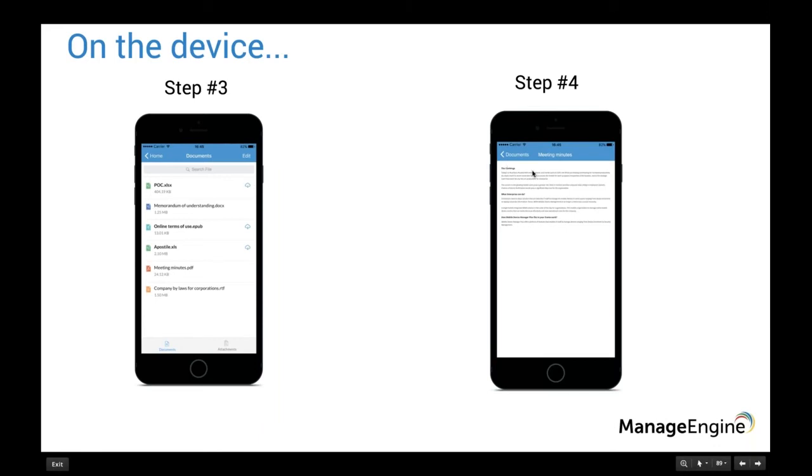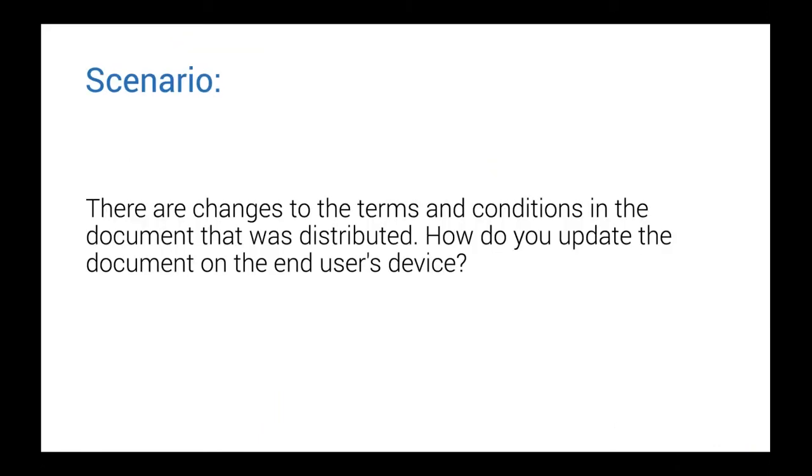Now, consider the following scenarios. Let's assume that there are a few changes to the terms and conditions in the document that was just distributed. How do you update this particular document on the end user's devices? Now, if you've distributed a particular document, say to 100 or 200 devices, there is no need for you to go ahead and redistribute these documents individually to these many devices.